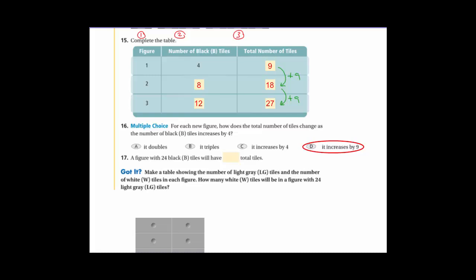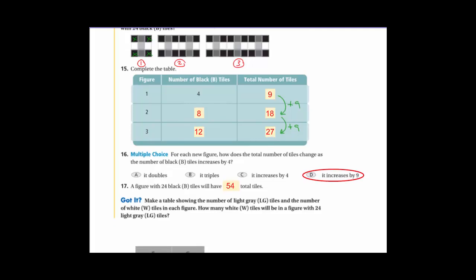Welcome back. I hope you were able to figure out that a figure with 24 black tiles will have 54 total tiles. One simple way of reasoning that out is, if you look at figure 1, that's a single tile. It has 4 black tiles. So if you put 6 of those together, then you would have 6 times 9, or 54 total tiles.